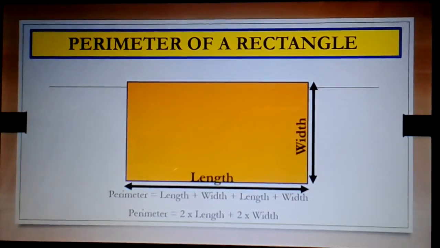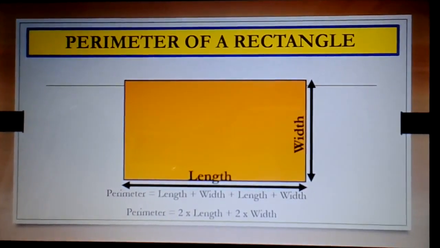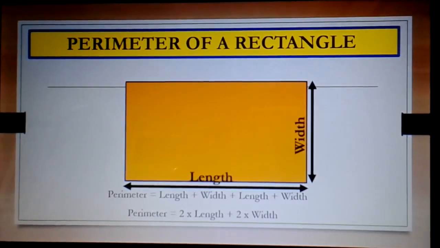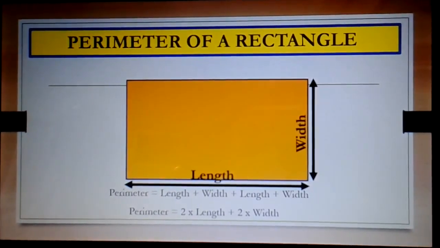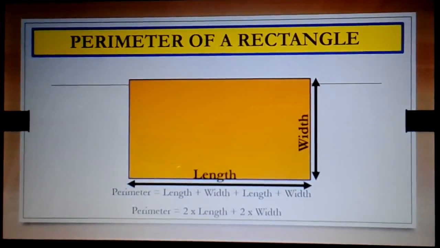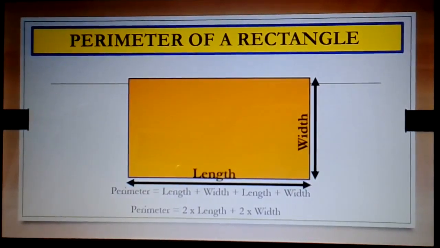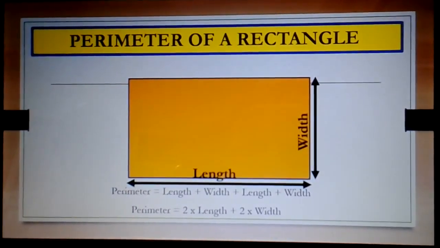And so perimeter would equal length plus width plus length plus width, which really would be 2 times length plus 2 times width.